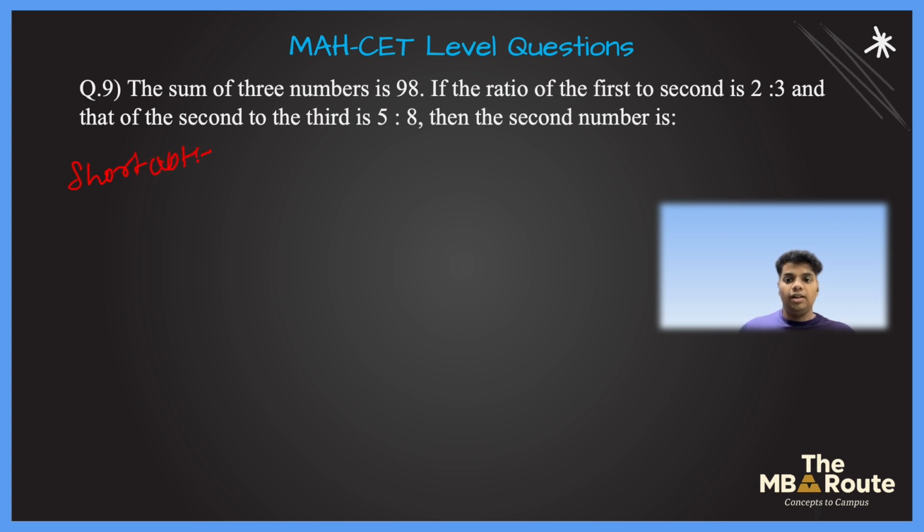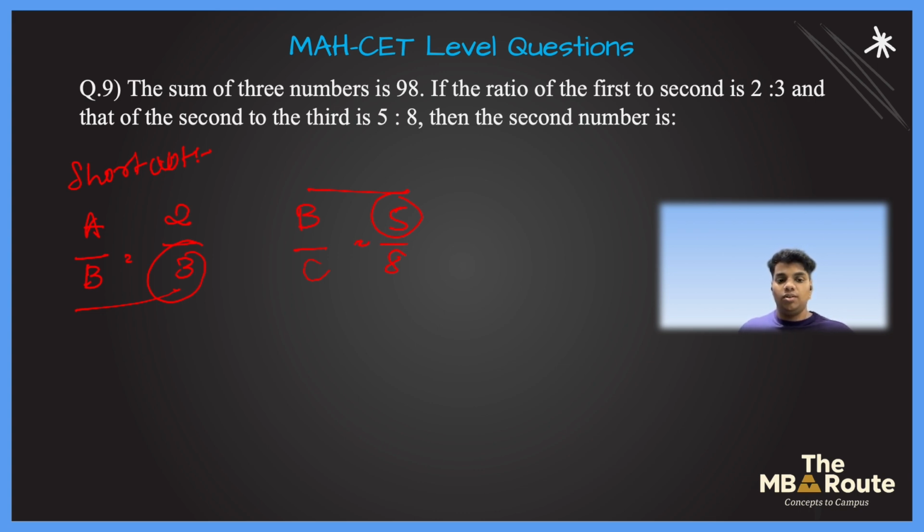We write the ratios as they are, that A by B is equal to 2 by 3, and B by C is equal to 5 by 8. So as we know, this value is common in both the ratios. If we can somehow make this and this equal, then we would have two ratios with the same multiplying factor.